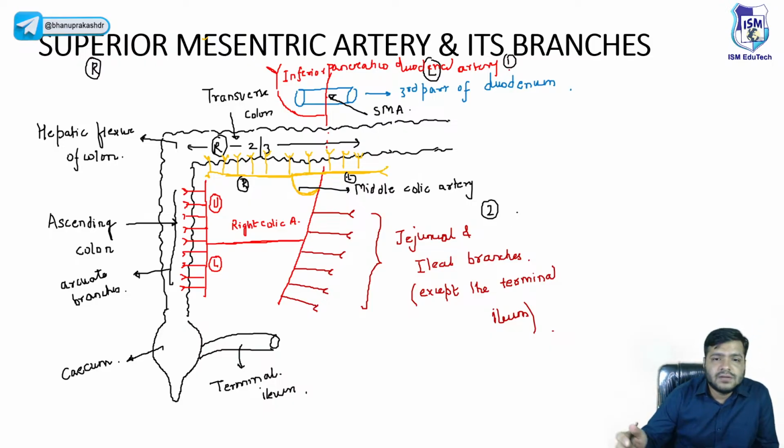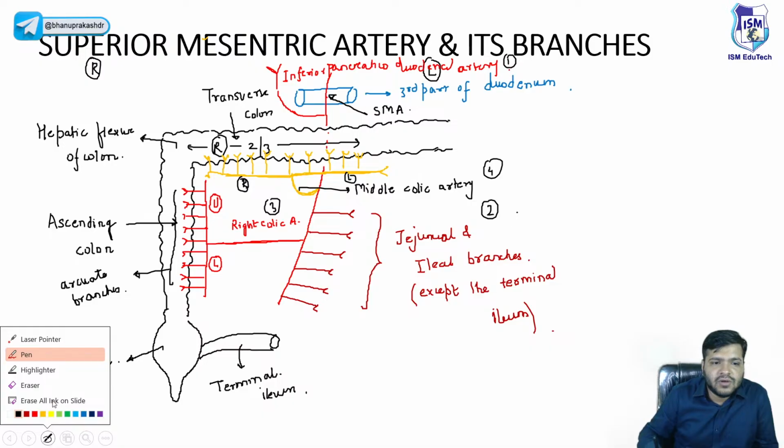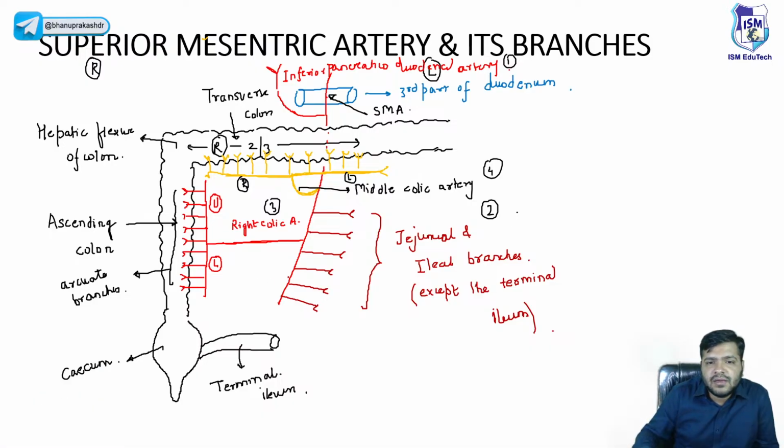Now, so yes, we have discussed the third one, that is the right colic artery. The fourth one, that is the middle colic artery. Now coming on to the fifth one, it is the ileocolic artery. Okay, so I'll draw it with another pen. It will supply the ileum part, right? So we have the ileocolic artery.